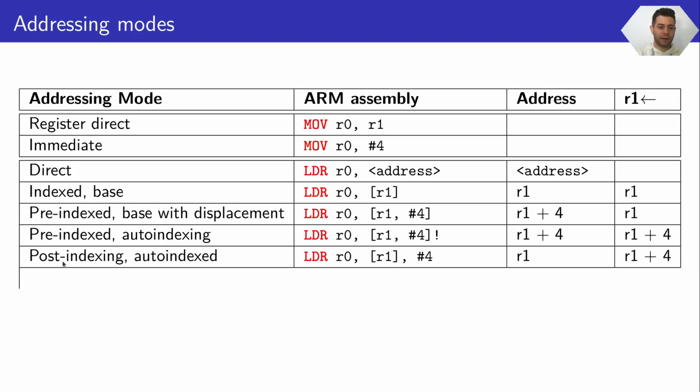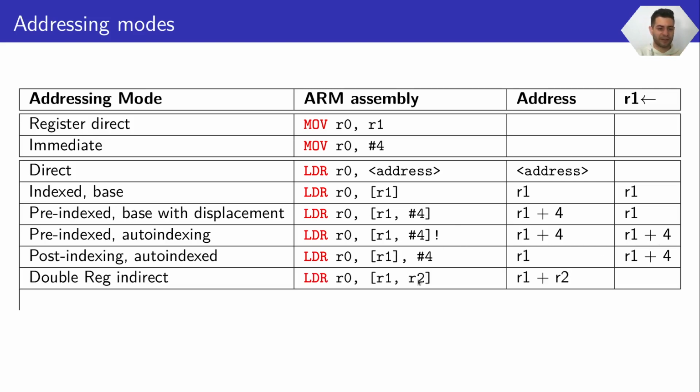Then we have the post-indexing auto-indexed. It means that we fetch the value from R1, but after that we are going to update R1 with the value of R1 plus 4. This is different, you know, we are always updating R1, but the address is different.